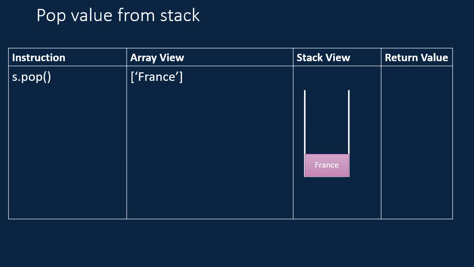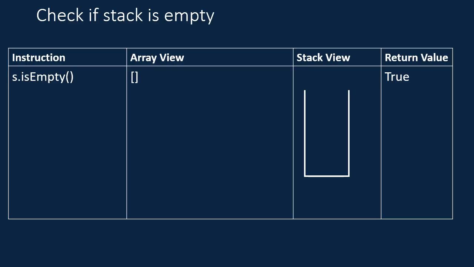We can continue to pop items, so now we're popping Venezuela. So now we are left with just a single item in our stack. Continue to pop. Now our stack is empty. All items have been removed. At this point, if we check to see if it's empty, it will return true.